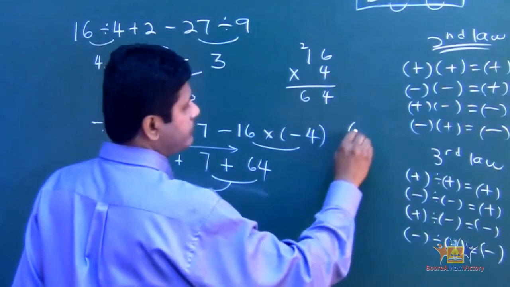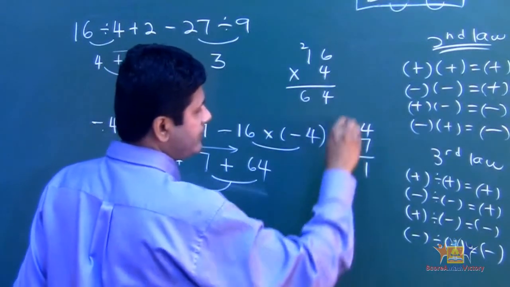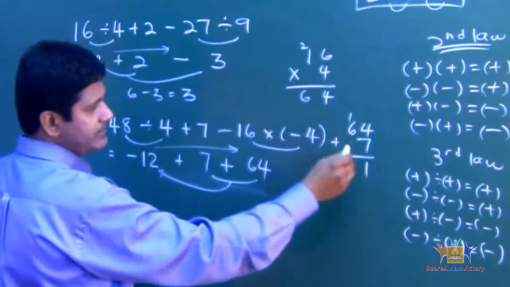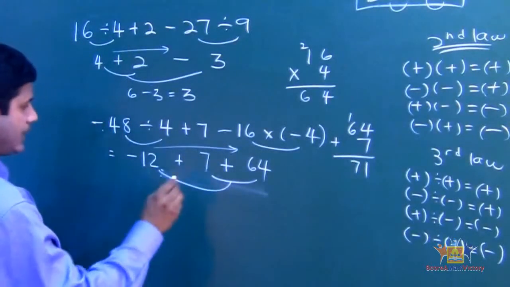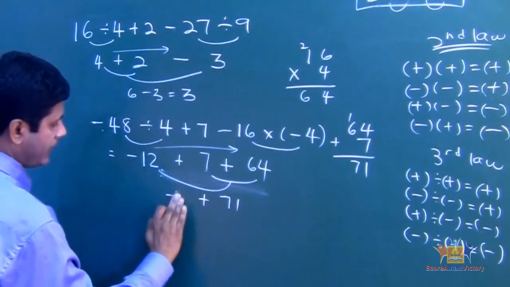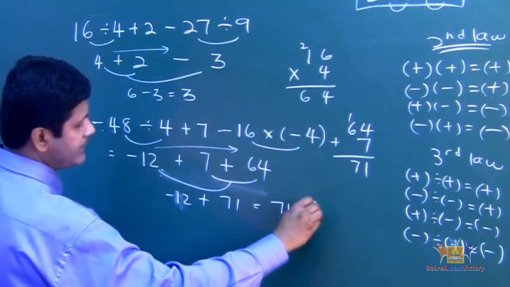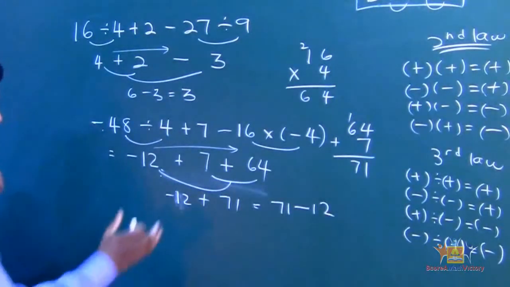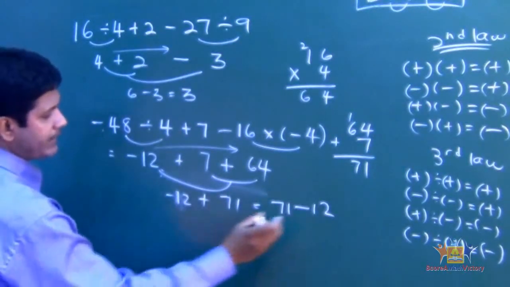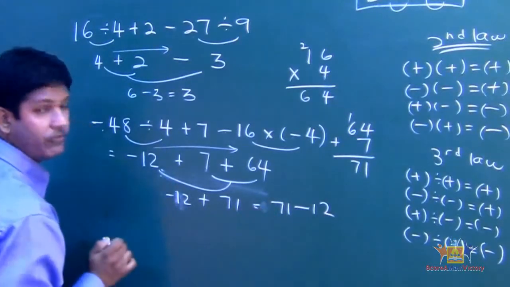So we line it up. 64 plus 7. 4 plus 7 is 11. 1 carry 1. 1 plus 6 is 7. 71. Now I'm going to take 71 plus negative 12, which also means 71 minus 12. See that? I pretty much take the negative and put it in the back like this, because this is plus 7. See, you don't have to show the plus when it's in the very front.